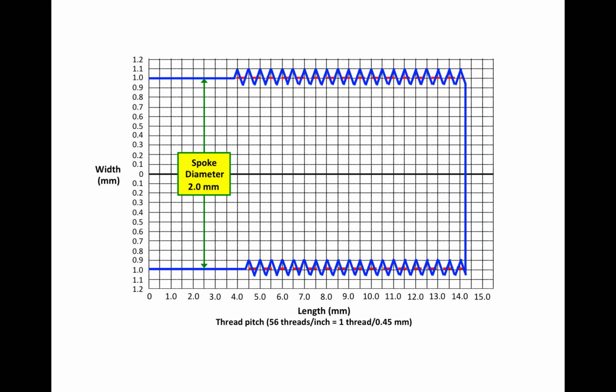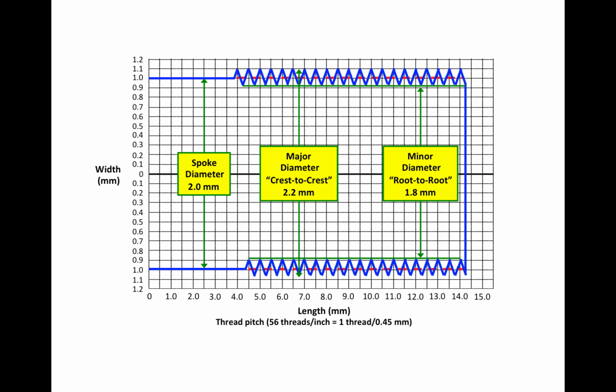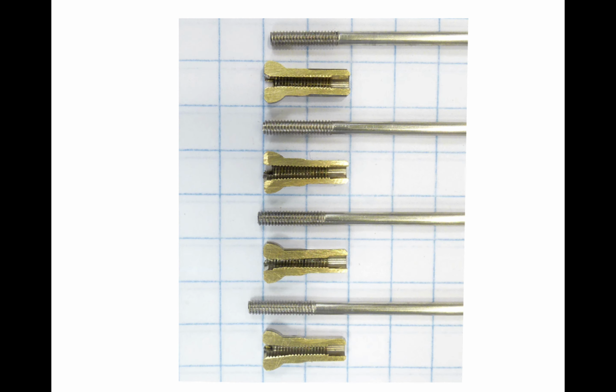And the blue line represents the actual dimensions of the spoke where the threads are. We see here the major diameter, which is the crest-to-crest diameter of 2.2 millimeters. Here is the minor diameter, or root-to-root diameter, of 1.8 millimeters. We're going to study these four situations here.